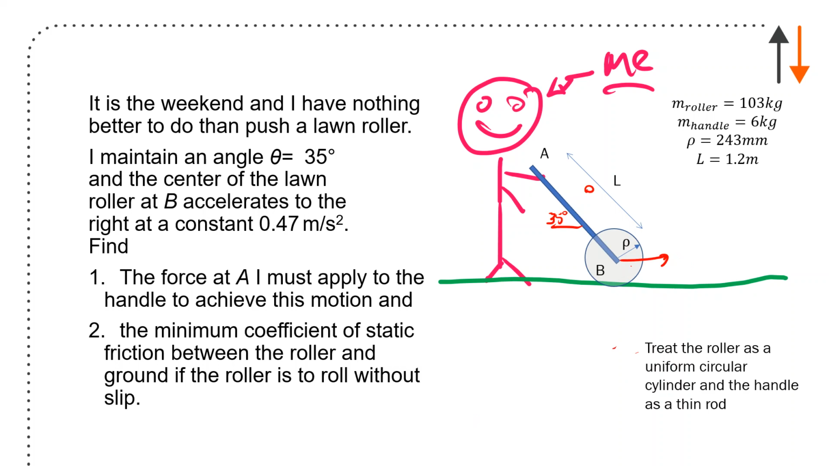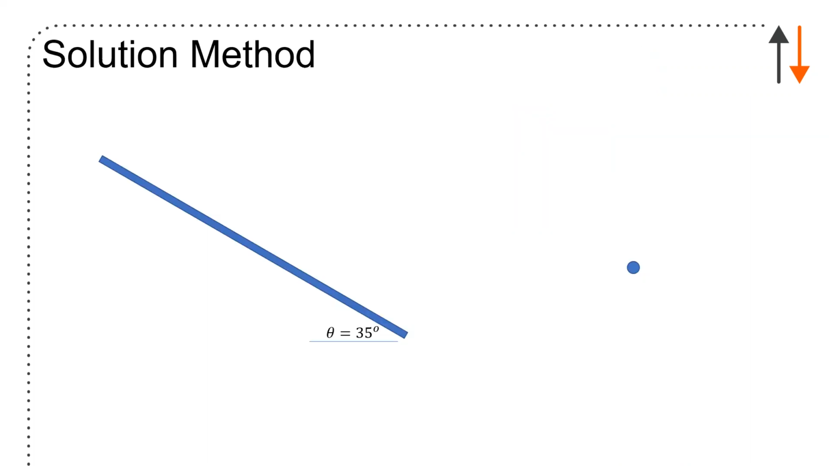You're asked to find two things: the force at A I must apply in order for the handle to achieve this motion, and the minimum coefficient of static friction between the roller and the ground if the roller is to roll without slip. I'll do that as well. You have to recognize that you treat the roller as a uniform circular cylinder and the handle as a thin rod. You'll remember from the early parts of this chapter, we talked about circular cylinders and thin rods already.